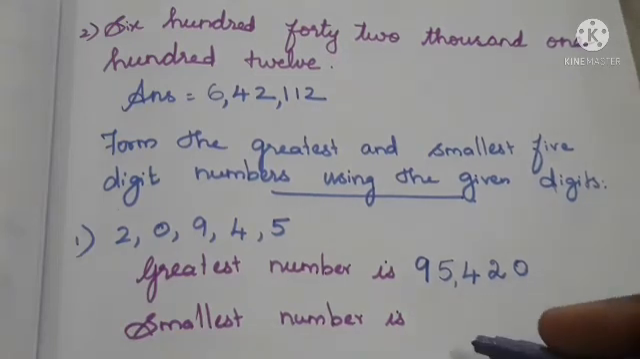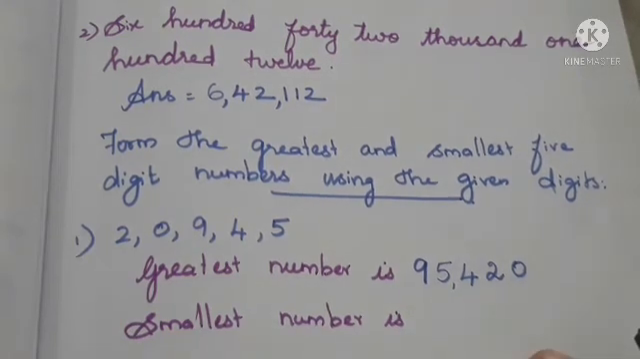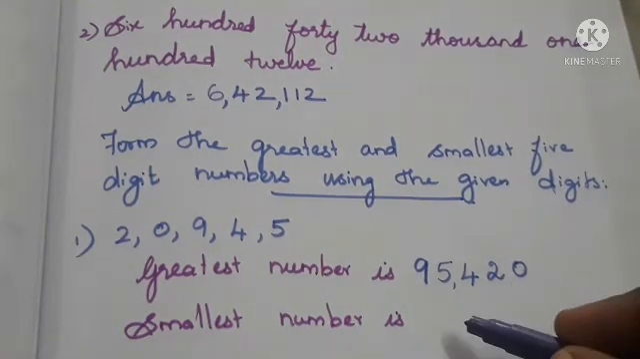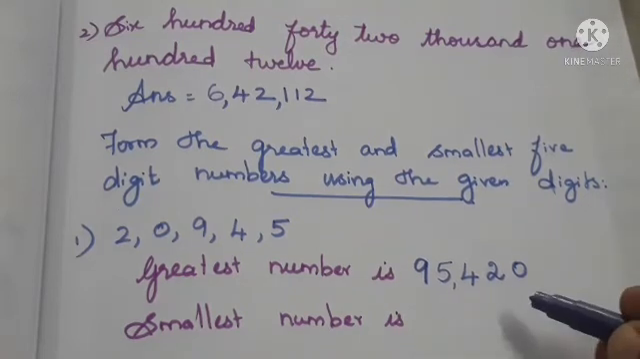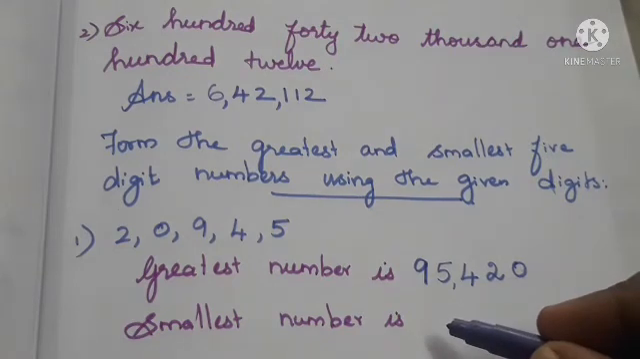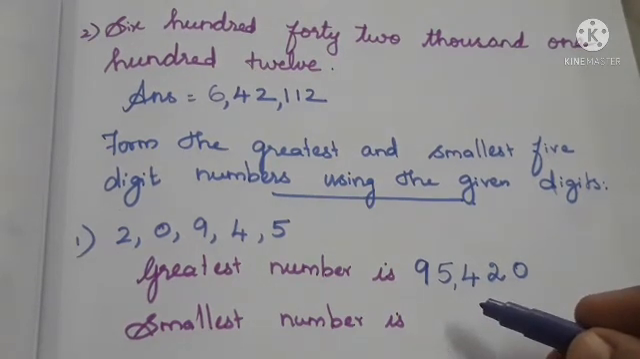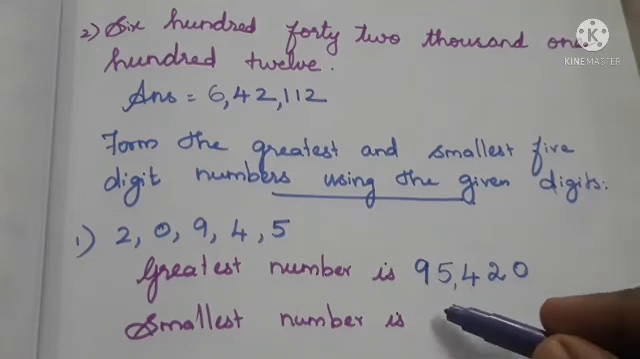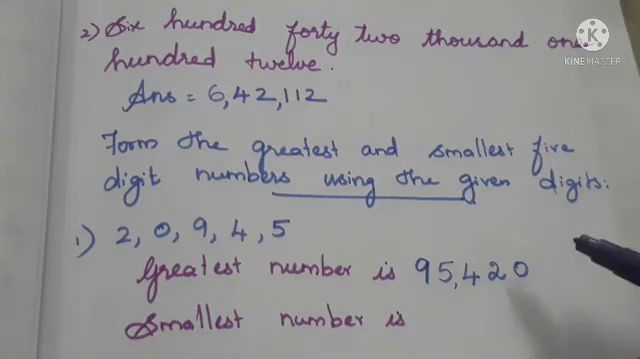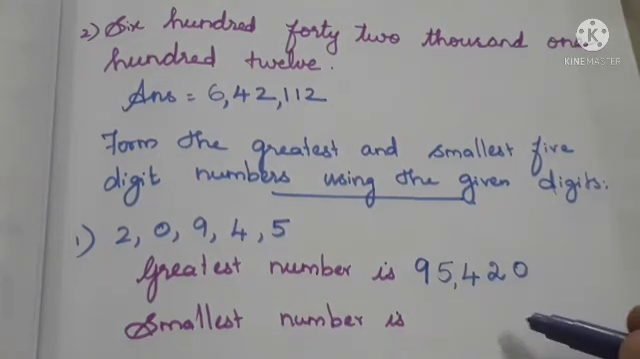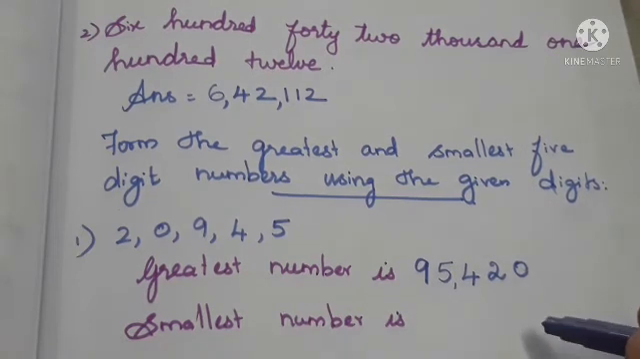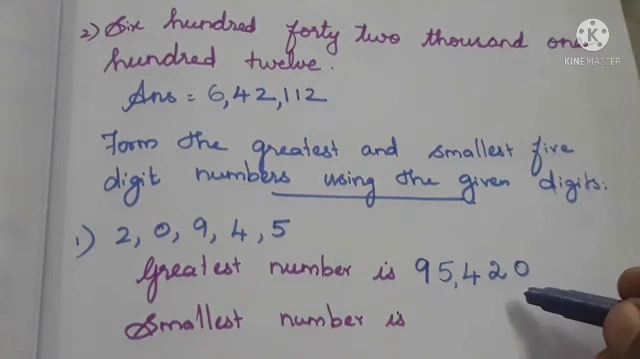Next we have to form the smallest one. So we know that when you are writing the smaller number, 0 is the smallest one. Don't write the 0 at the first digit, because 0 has no value. If you write the 0 at the first, it is not a 5-digit number, it will become a 4-digit number. So the remaining numbers only will have the value, and you will form only a 4-digit number. So what we have to do?